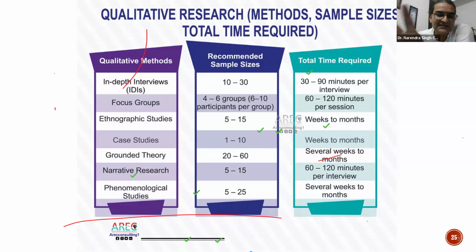Now this is just suggestive. Till the time you get data saturation, you have to continue with it. But largely data saturation happens depending on the kind of methodology you are adopting for yourself. So I hope this chart is helpful to all of you in choosing the kind of method for your own research, and then choosing the sample size and the total time required.